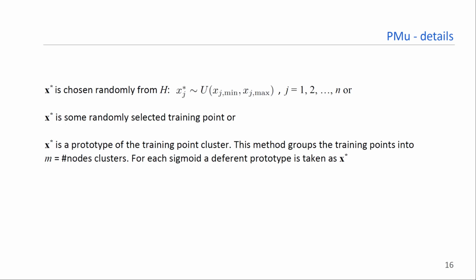This can be some randomly selected training point. This method distributes the sigmoids according to the data density, avoiding empty regions. And this can be a prototype of the training point cluster. This method groups the training points into m, equal to the number of nodes, clusters. For each sigmoid, a different prototype is taken as x asterisk.